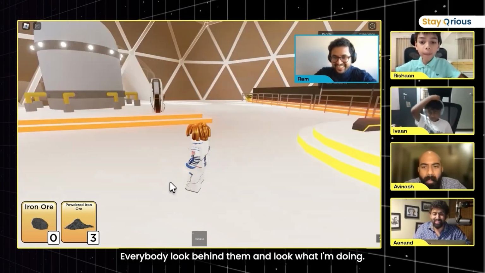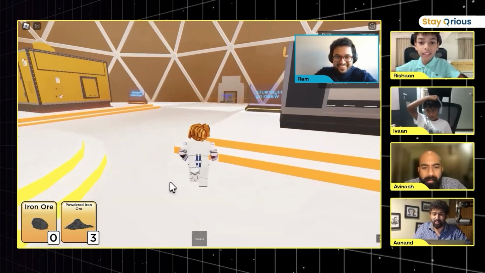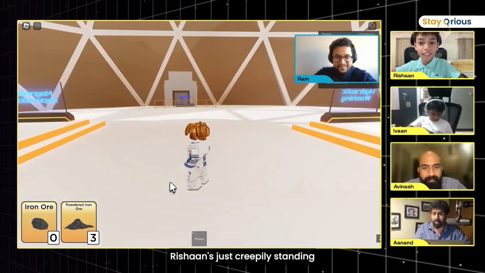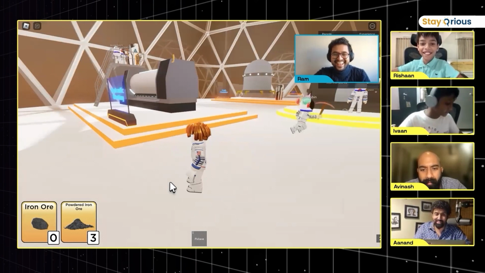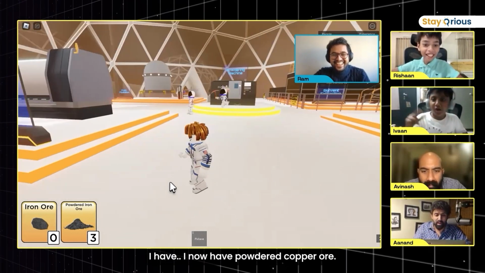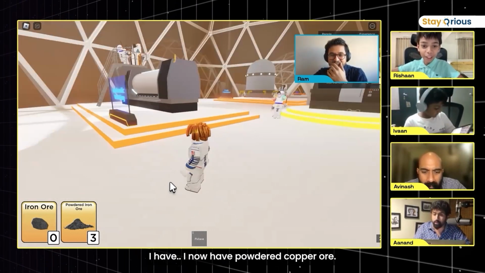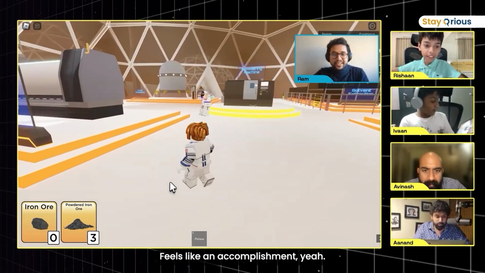Awesome. Everybody look behind them and look what I'm doing. Rishan's just creepily standing right behind me with a pickaxe. I now have powdered copper ore. Awesome. It's like an accomplishment.